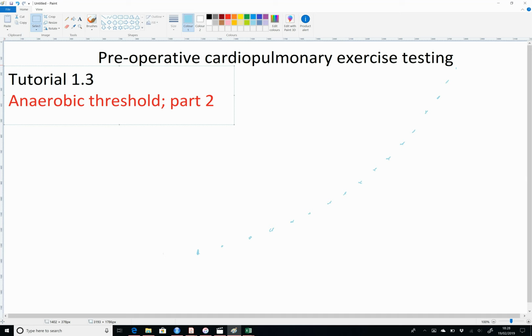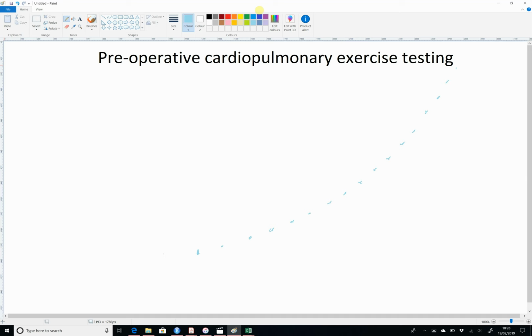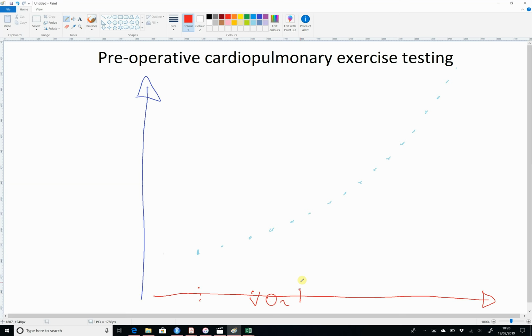And you can see that I've already plotted out on the screen a sequence of dots, and this is a recap of the end of the previous tutorial 1.2. And these dots represent sequential measures of oxygen. So this is oxygen consumption. And we'll just put a couple of values on. I'm going to try and draw the vertical axes to the same scale. And the vertical axis is carbon dioxide output.